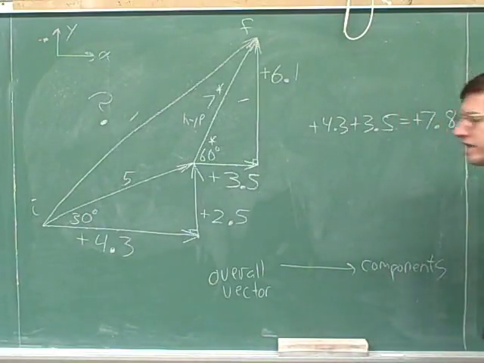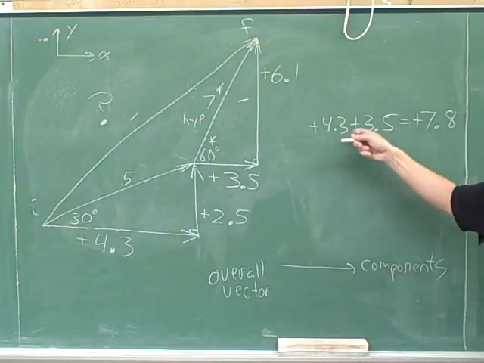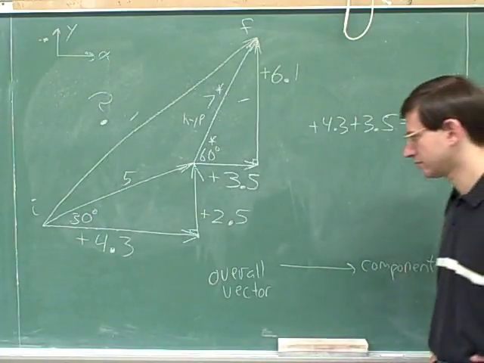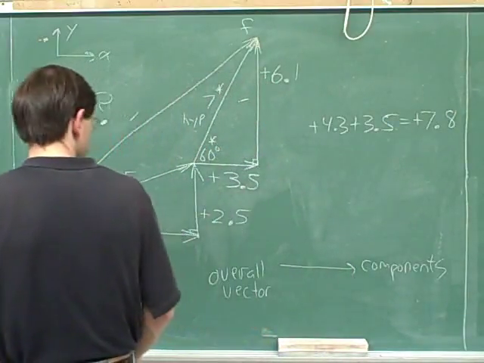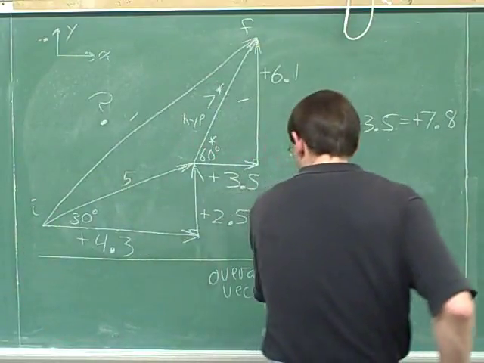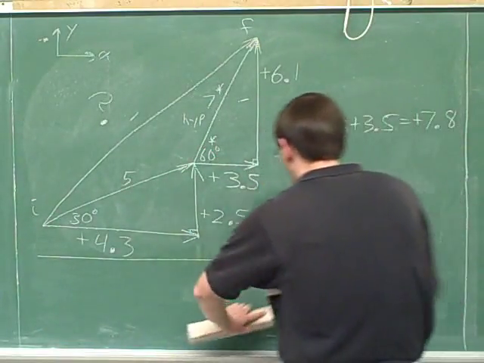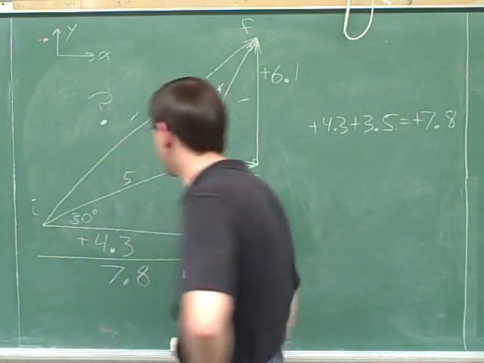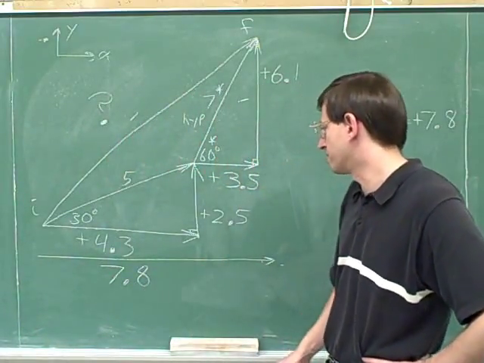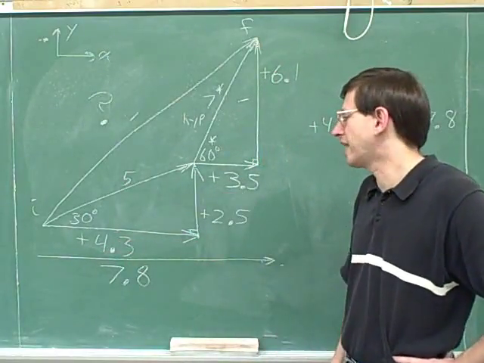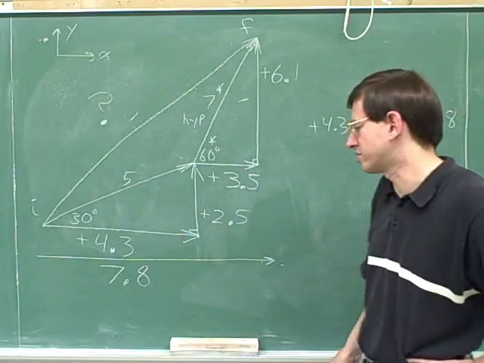Positive 7.8. Let's continue to indicate signs here. Positive 4.3 plus positive 3.5 is positive 7.8. So we've gone 7.8 meters total in the horizontal direction here. Our overall horizontal displacement has been positive 7.8. First 4.3 meters to the right, and then another 3.5 meters to the right. You can see how easy it is to add horizontal components because they're parallel to each other.